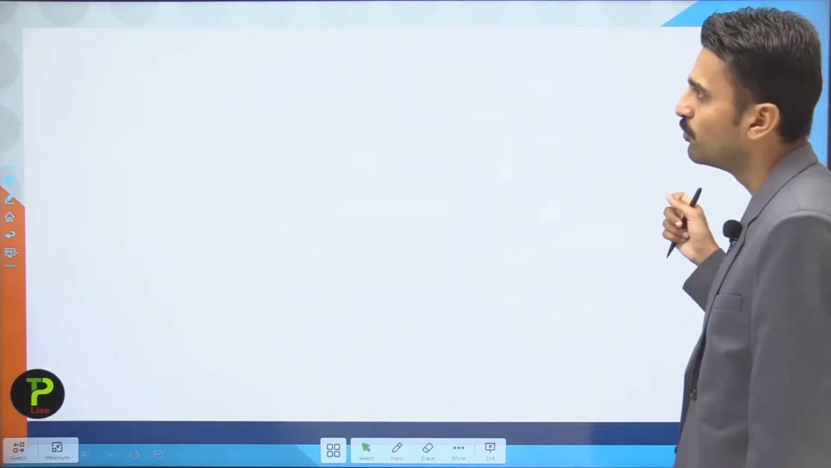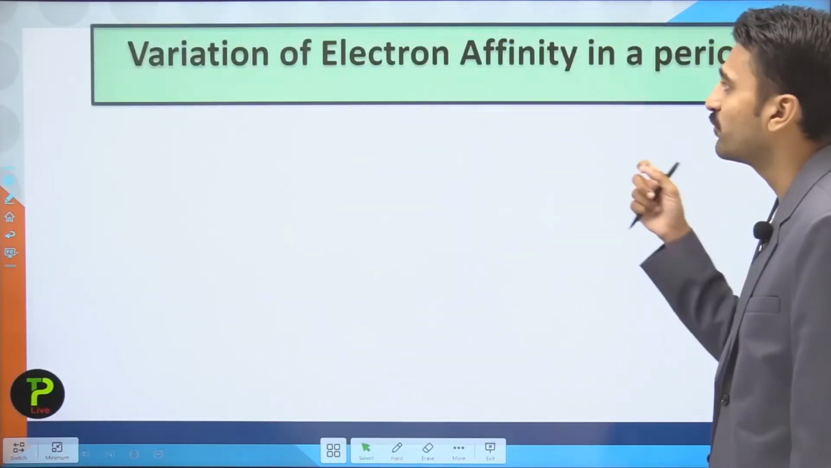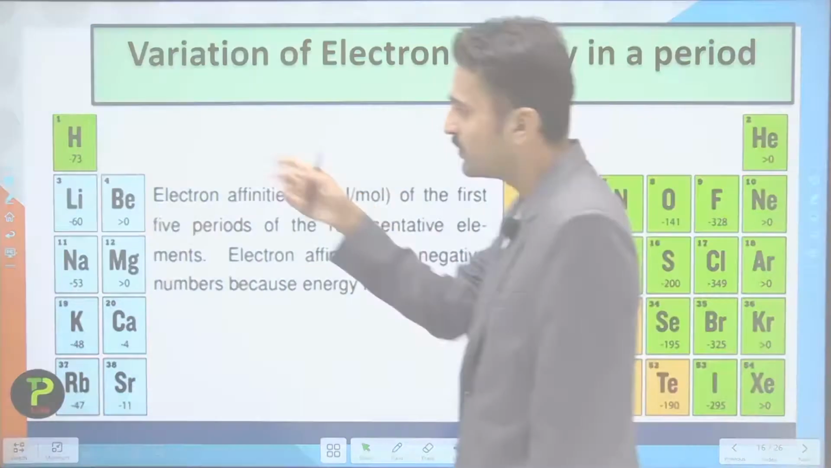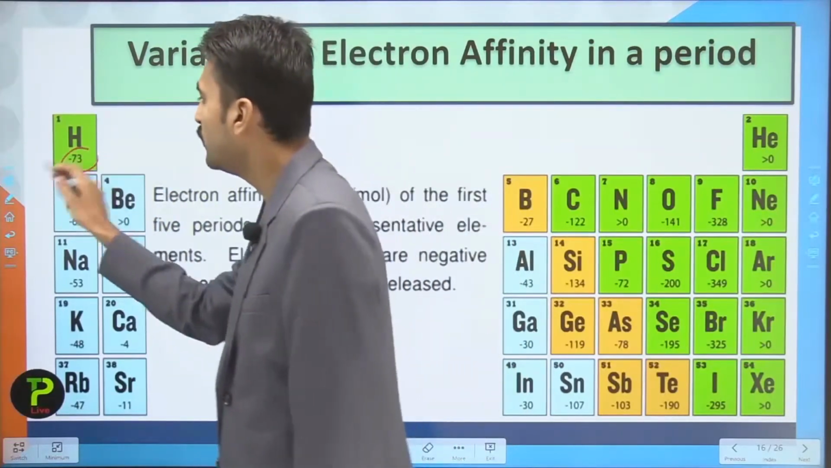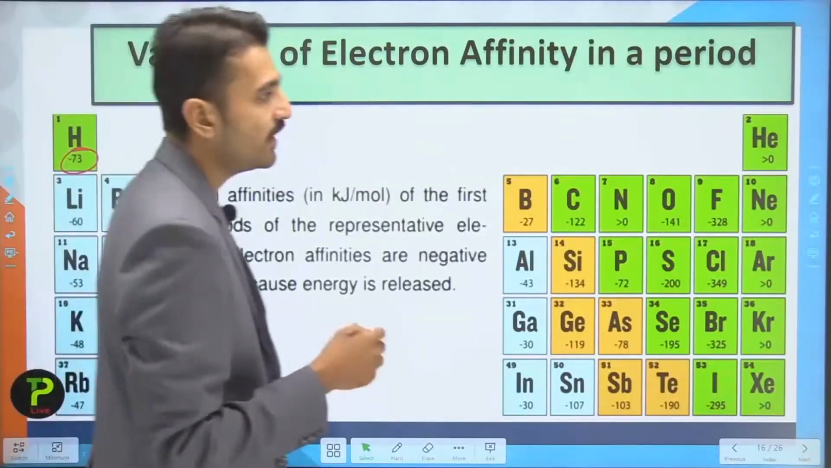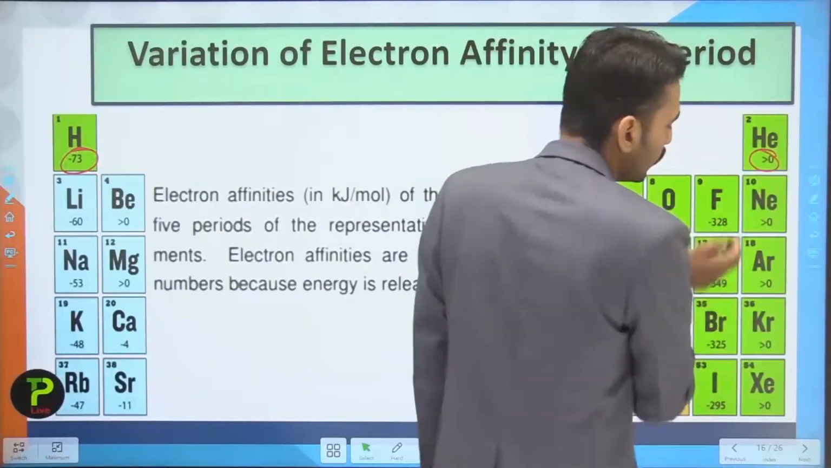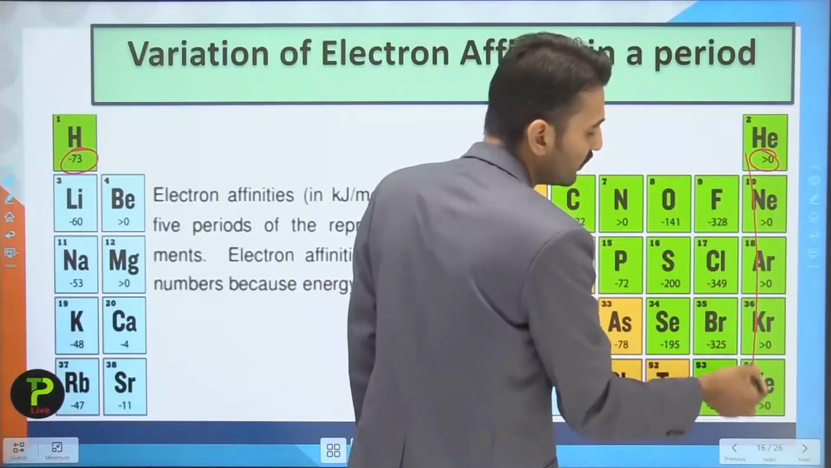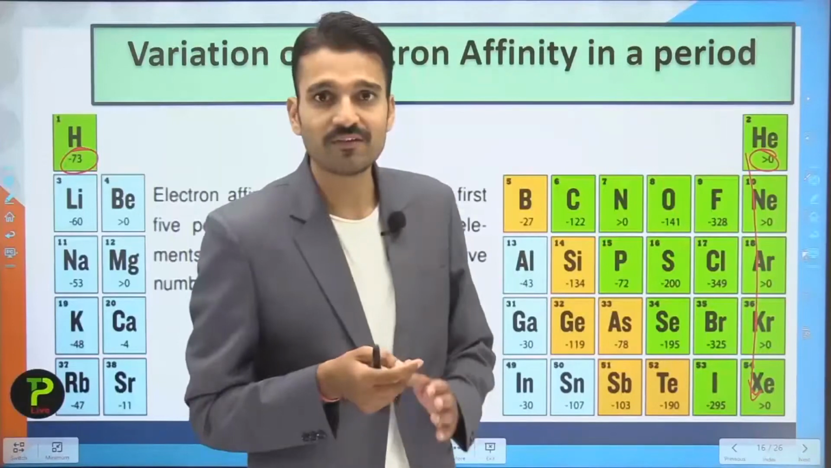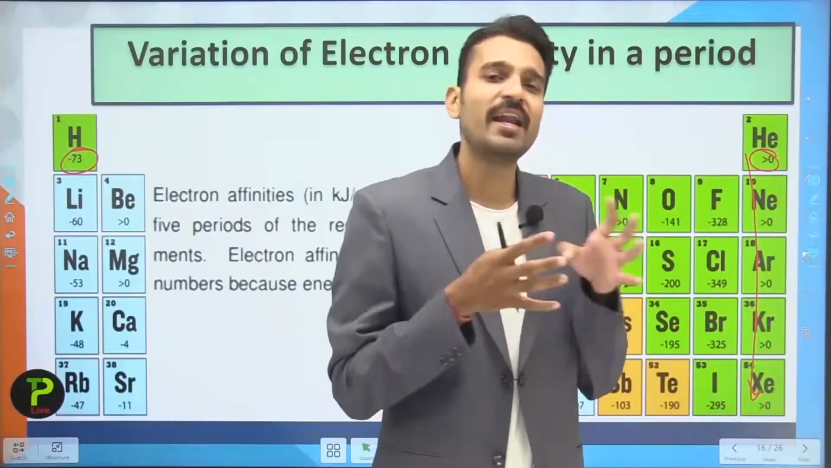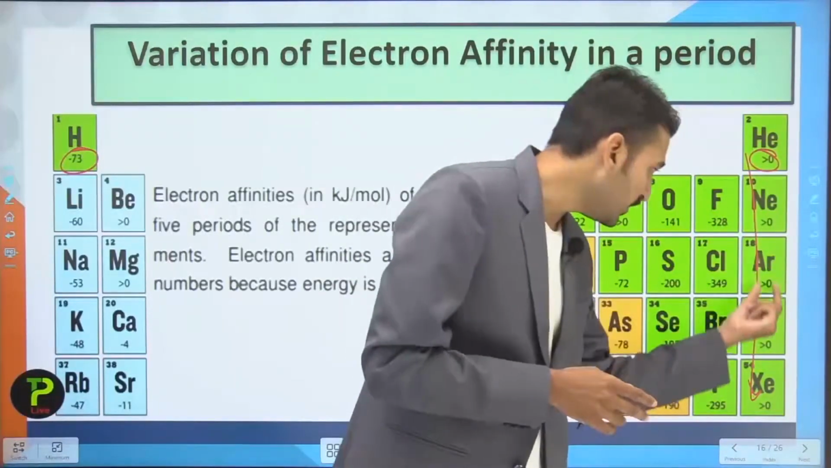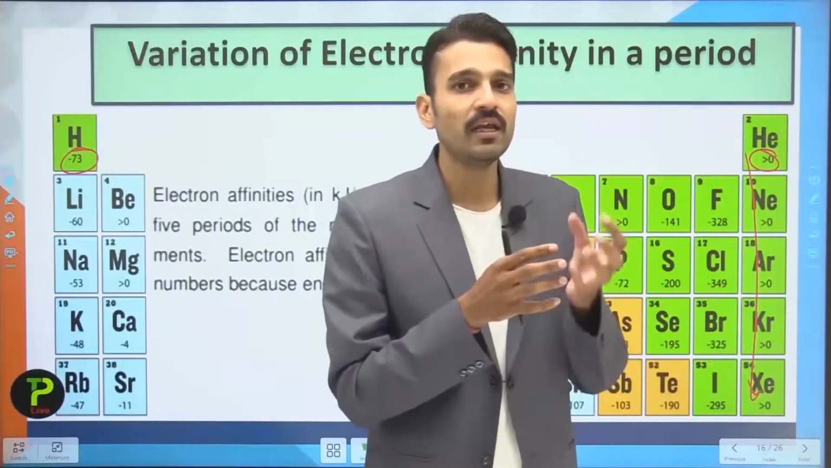So moving on, see the variation of electron affinity or electron gain enthalpies in a period. Here you see some of the elements along with the values. The value for hydrogen is -73 and the value for helium is greater than 0, and for all the noble gases the value for electron gain enthalpy is greater than 0. It simply means that we have to give extra energy and put extra effort for these elements to gain an electron.